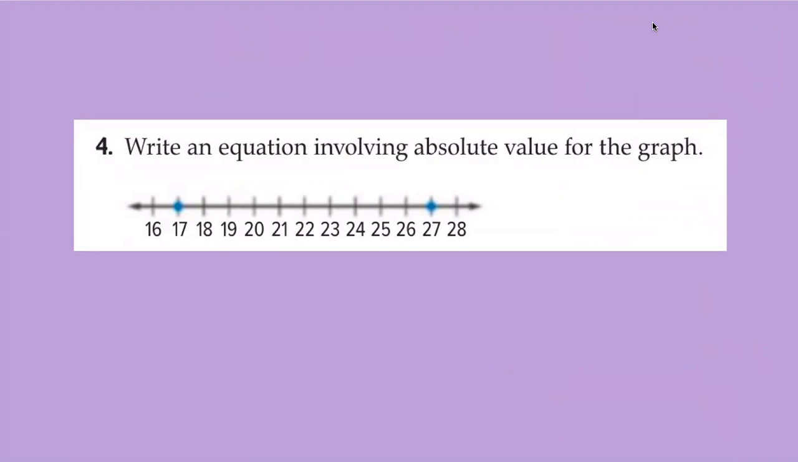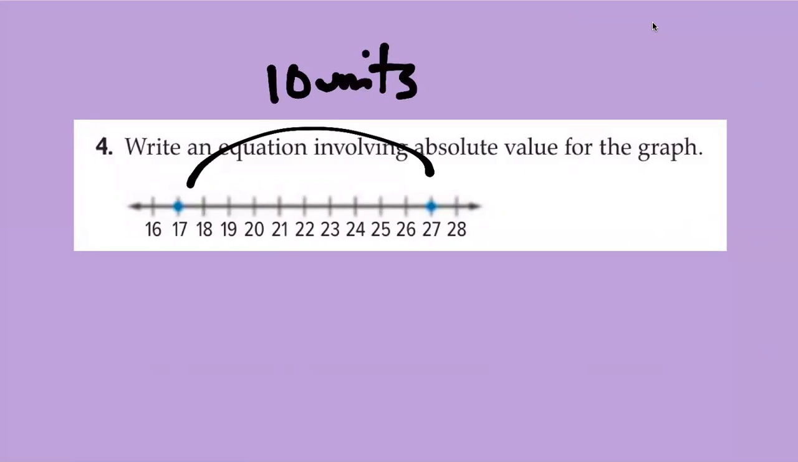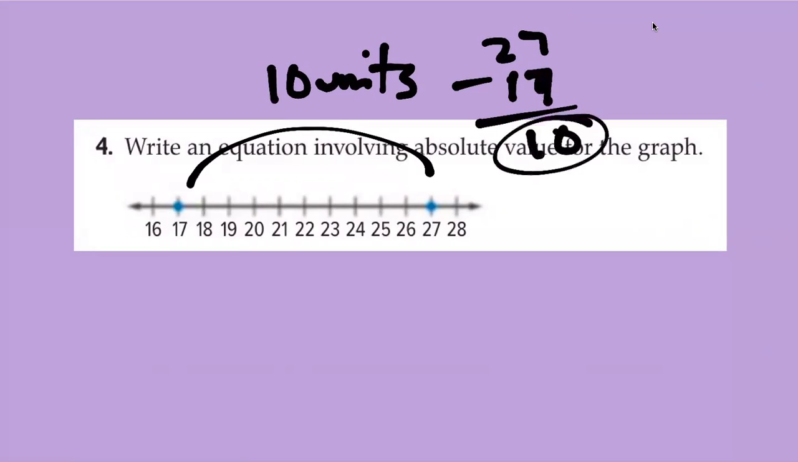Let's figure out where the middle is, what my midpoint is. Well, if you look at that, they're 10 units away from each other, because it's 27 minus 17. It's 10 units. So half of that would be 10 divided by 2, which is 5. Sorry, I'm making all kinds of mistakes now.